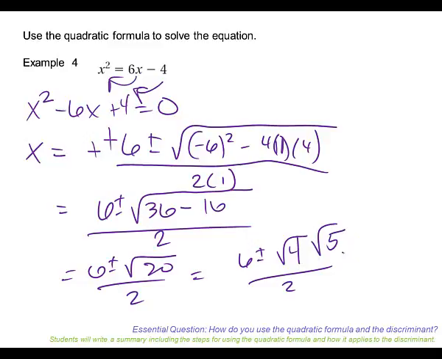All right, what's the square root of 4? 2. So we've got 6 plus or minus 2 square root of 5 over 2. Now, that's not simplified all the way. That's not likely what you're going to find. So probably what we would want to do is the same thing we did in the last one.